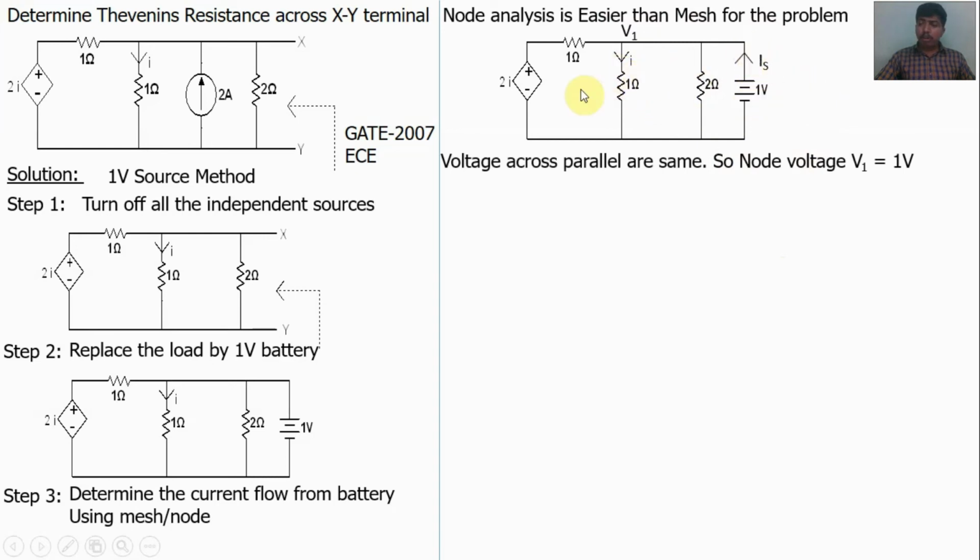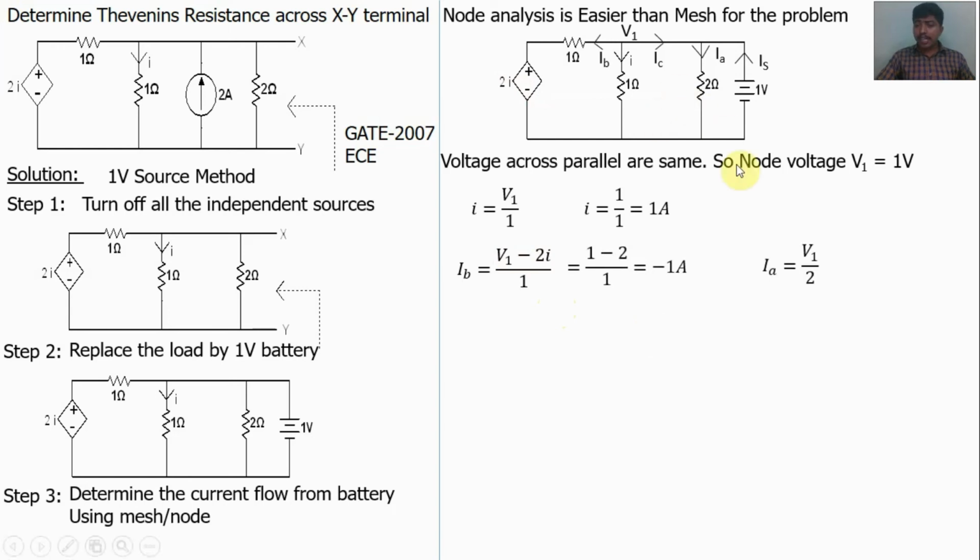Now find the current flow from all the branches. This current, V1 minus 0 by 1 ohm. So we'll get I is equal to 1 amp. Let us take this current is IB and this current IC. We may assume the conduction from any direction. Okay. This current IA. So IB is equal to, in this direction, V1 minus 2I by 1 ohm. So I value is known, V1 value is known. So we'll get IB value is equal to minus 1 amp. Then IA is equal to V1 minus 0 by 2 ohms. So we'll get IA is equal to 0.5 amps.